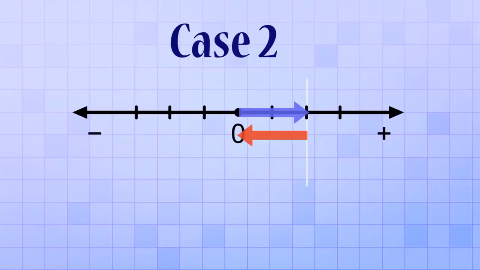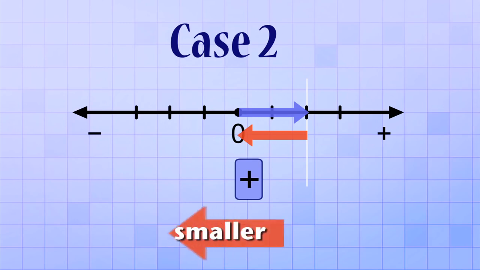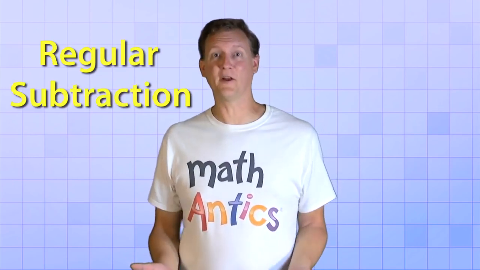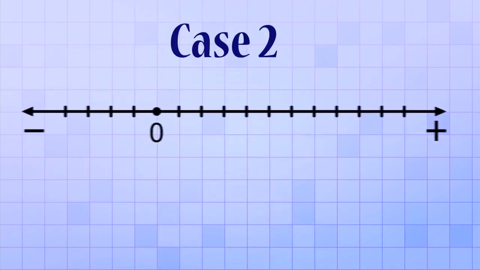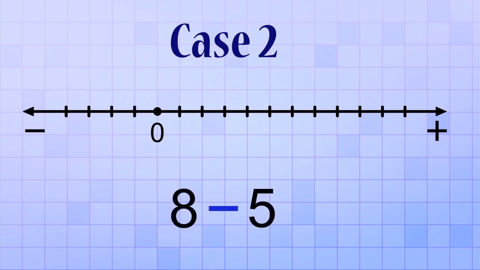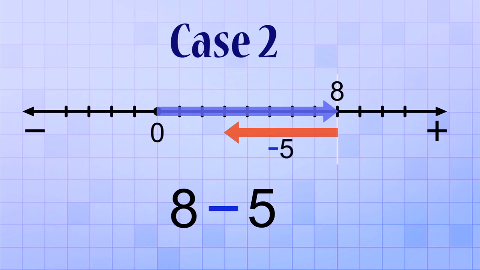In case 2, you start with a positive number, but you make it more negative. That is, you do something to it that makes its value smaller or moves it to the left on the number line. But that's just like regular subtraction, like you already know how to do. For example, here we have the problem 8 minus 5. We start with positive 8, but we make it more negative by subtracting 5 from it. Subtracting 5 moves it to the left on the number line down to 3 as our answer. Our answer is still a positive number, but it's less positive than it was before.